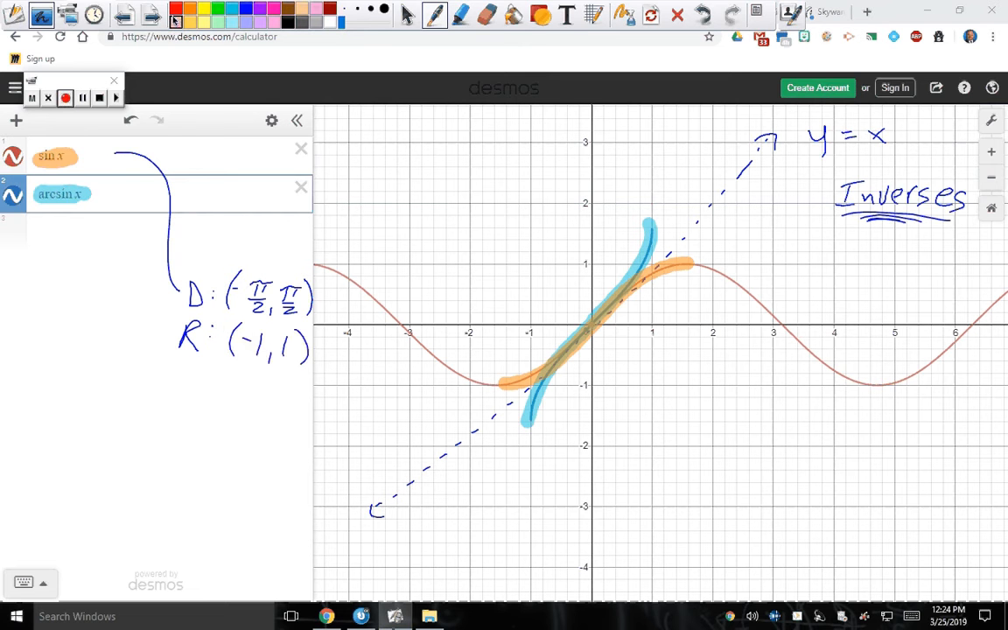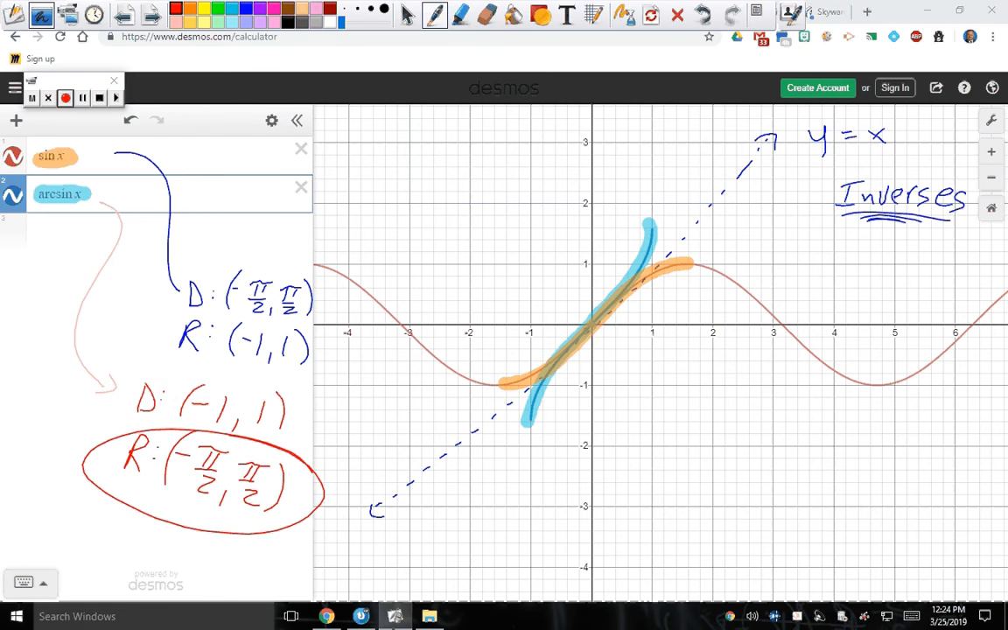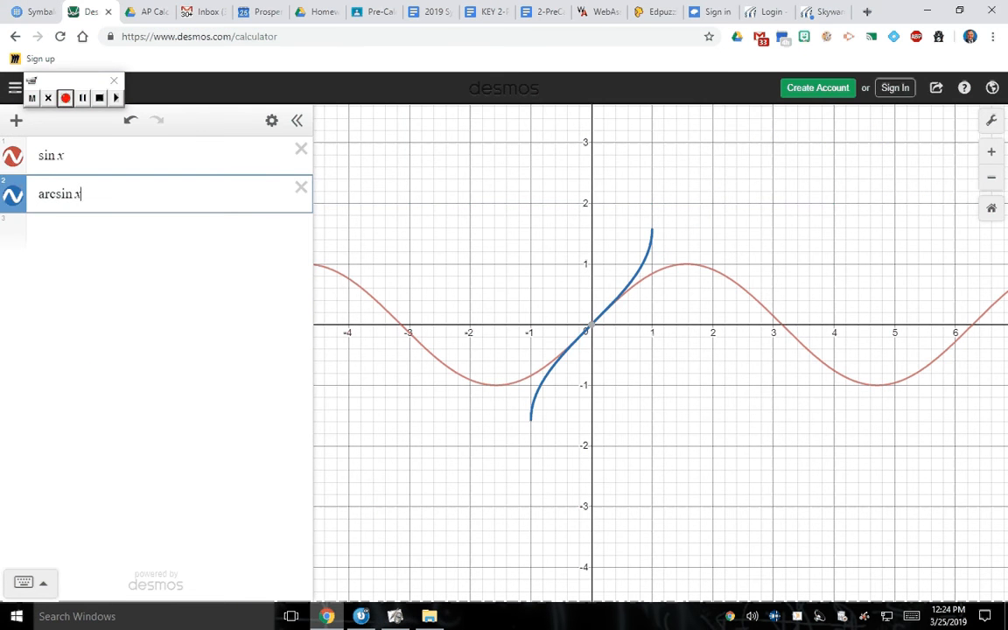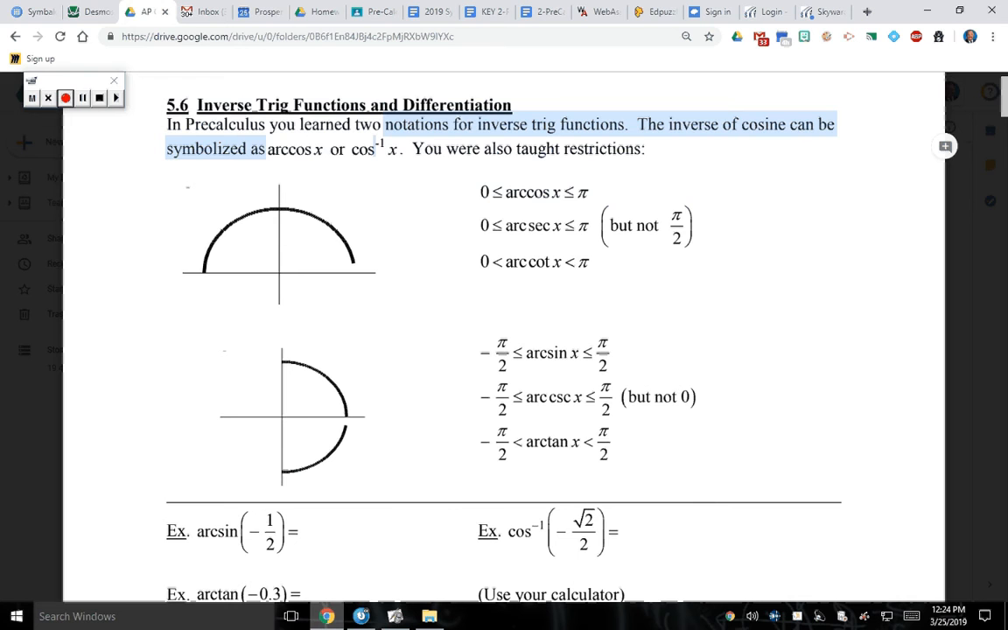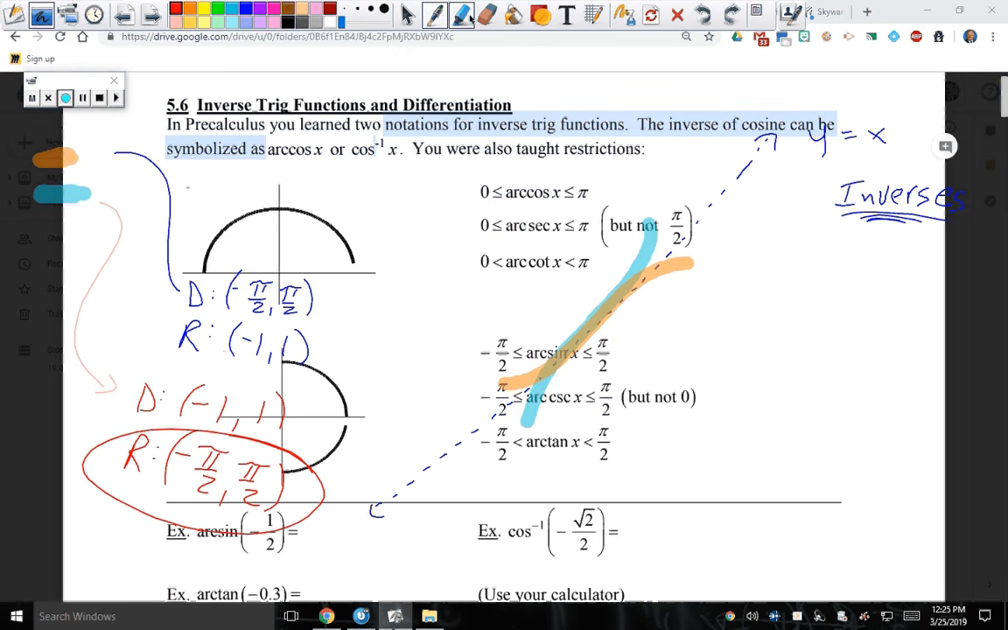But then, if I'm looking at the inverse, what's the domain? Negative 1 to 1. What would the range of the inverse be? Negative pi over 2 to pi over 2. And this right here is what we're doing when we look at this. We're saying that from negative pi over 2 to pi over 2, that's what we're talking about. That's the range of arc sine. How's that for a review?